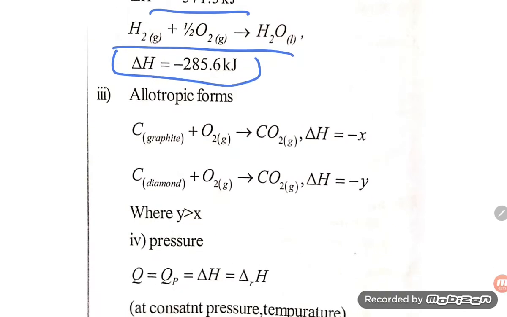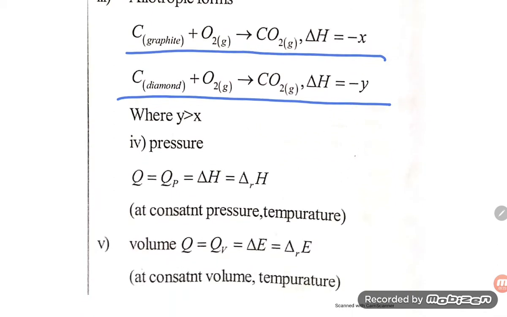Allotropes also change the enthalpy. Carbon graphite plus oxygen gives CO2, with enthalpy minus x. Carbon diamond plus O2 gives CO2, with enthalpy minus 1.